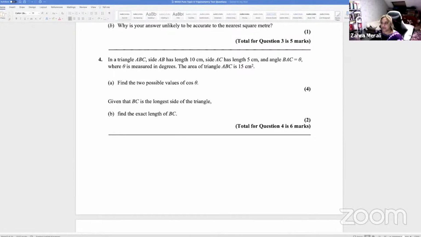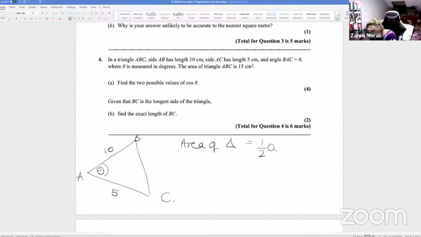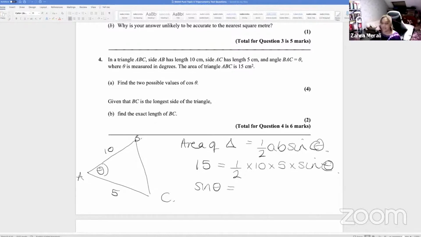Okay. In a triangle ABC, AB has a length of 10. So let's have a look at this. So we've got triangle ABC. AB is 10, AC is 5, BAC is theta. Okay, and so we've got the area of a triangle equals a half AB sine C. So 15 equals a half times 10 times 5 times sine theta. So sine theta equals, so we can do 10 divided by 2 is 5, 5 times 5 is 25. We've got 15 over 25, which gives us 3/5.